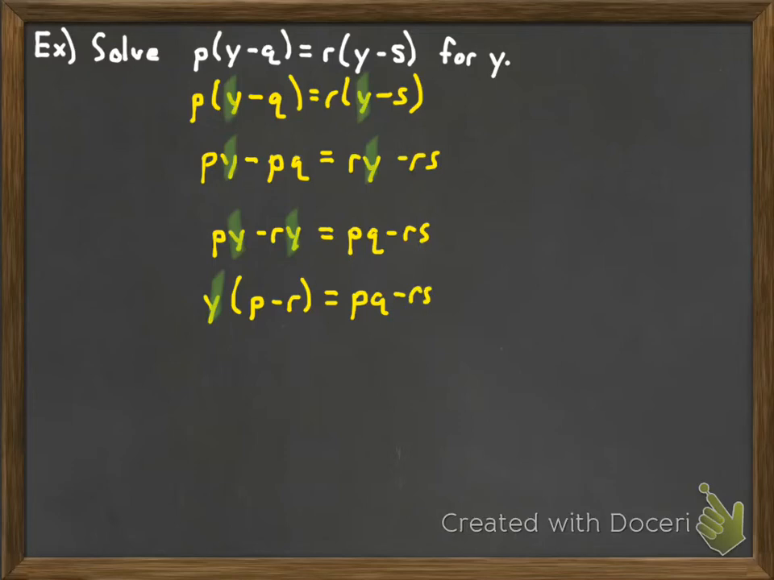And then, since we have y times this quantity, we can isolate the y by dividing by this quantity. We're just going to have y equals the right side of the equation, pq minus rs, over the difference of p and r. All right, so that's solving literal equations. The idea is pretty simple. Some of the problems get a little complicated to see, but it's something that you're going to be able to handle.